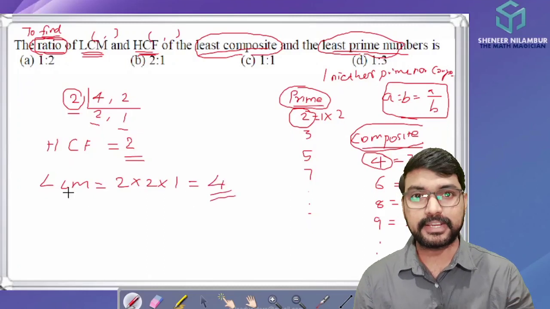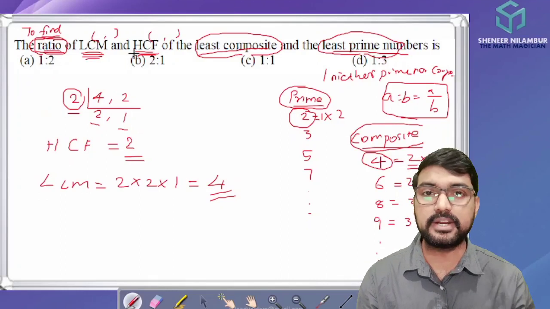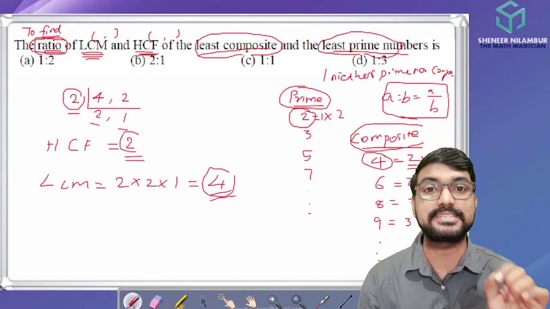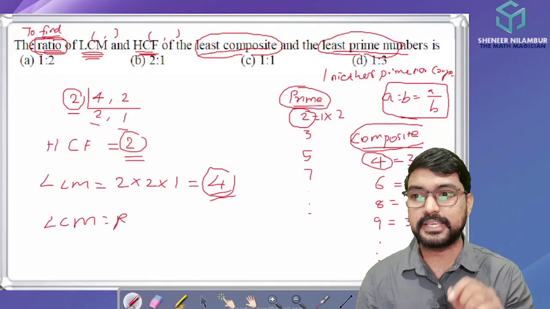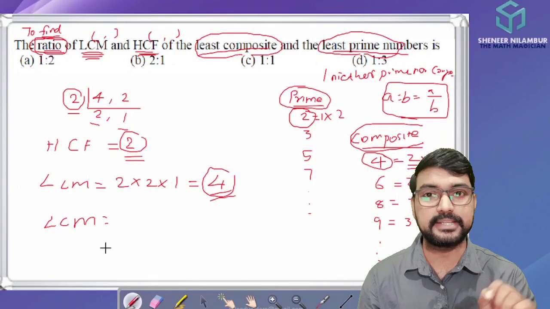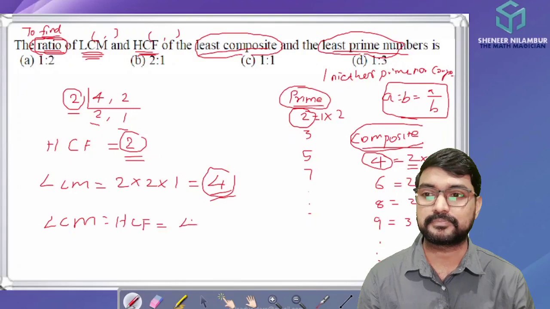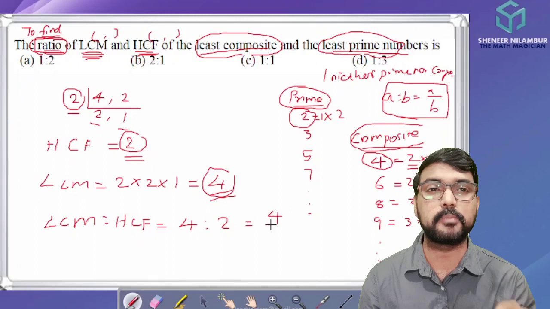Now we got LCM and HCF. What is LCM? 4. What is HCF? 2. What is our question? The ratio of LCM and HCF. Therefore, the ratio of LCM is to HCF is equal to, LCM is 4 and HCF is 2. So 4 is to 2. 4 is to 2 means 4 divided by 2. So we cancel, we get 2 by 1. So the answer is 2 is to 1.